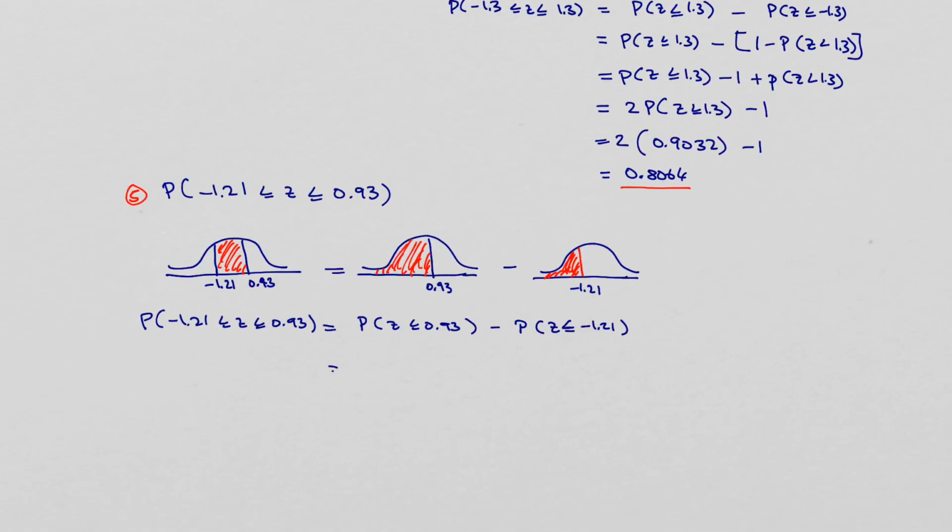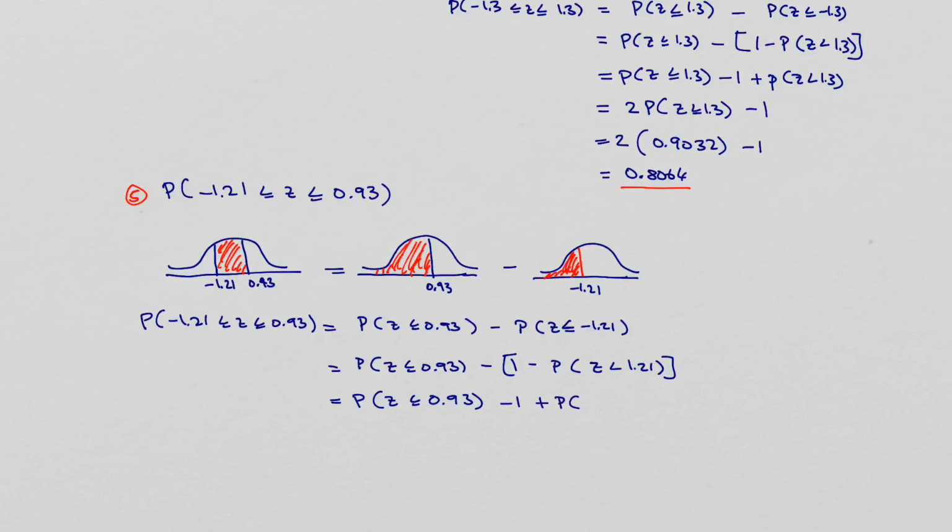And of course, we can't get less than a negative Z score, so therefore that's going to be 1 minus the probability that Z is less than 1.21. And then if I get rid of my brackets, it's the probability that Z is less than or equal to 0.93 minus 1 plus the probability that Z is less than 1.21.